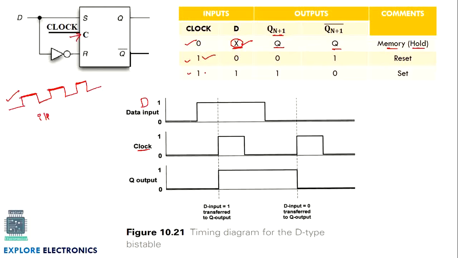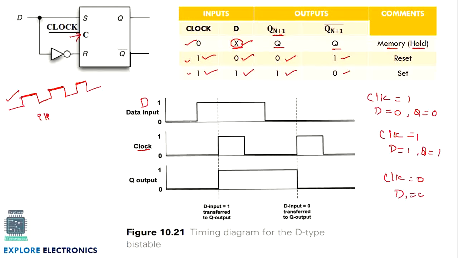When clock is 1, according to the input of D, we are supposed to get the output. When D is 0, output Q will be 0. When D is 1, output Q will be 1. And obviously, the complementary output becomes 1, 0 over here. So in a simple way, we can understand: when clock is equal to 1 and D is equal to 0, output Q will be 0. When clock is equal to 1 and D is equal to 1, output Q will be 1. When clock is equal to 0, whatever the D is, D can be 0 or D can be 1, output Q will be holding its state. This is what the truth table will be.